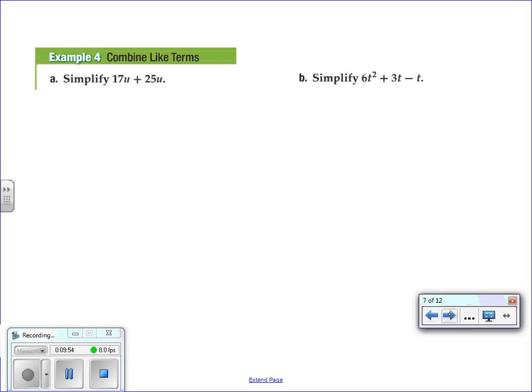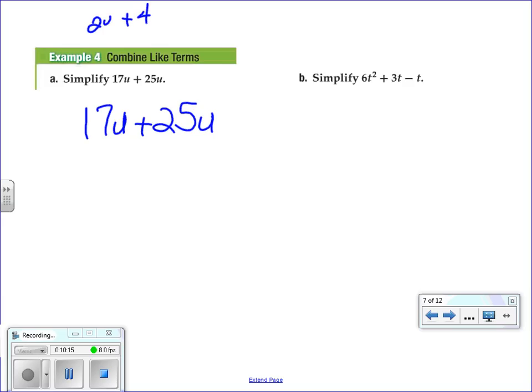Let's try combining some like terms. We have 17u plus 25u. And you'll remember that if they have the same variable, you can add them together. So if we think in simple terms like 2u plus 4u, right? Here's 2u's here and here's 4u's here. How many u's do I have altogether? Yeah, I have 6 of those little u guys, all right? Same approach here. We have 17u plus 25u. We'll add the coefficients together. 17 plus 25 is 42 u's.